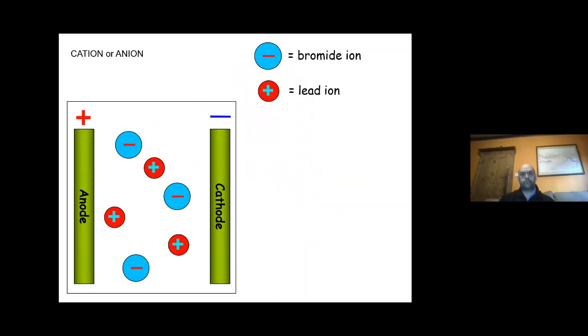So what we're going to do now is we're going to look at another example. We're going to look at some lead bromide, the electrolysis of lead bromide. Again, you know PANIC. We've got our positive anode and our negative cathode. That allows us to then work out our ions. So we've got this negative ion is our bromide ion, Br minus. That's going to go to this anode, so that's our anion, and our positive ion is our cation. So our lead ion is a cation, that goes to the cathode, and our anions go to the anode.